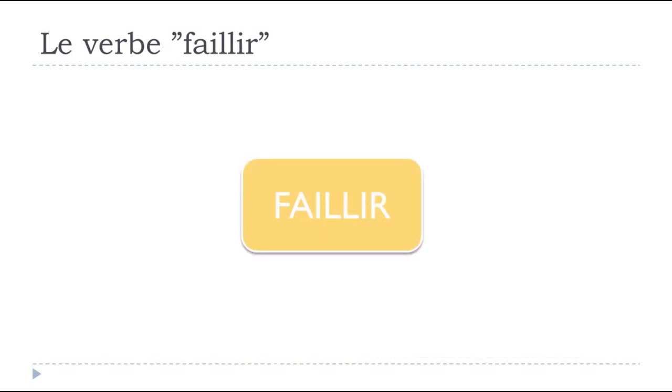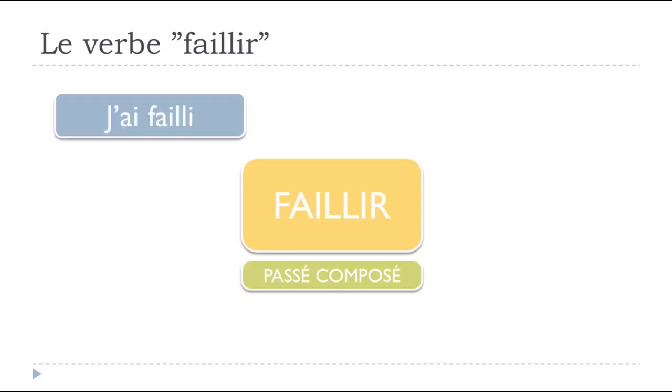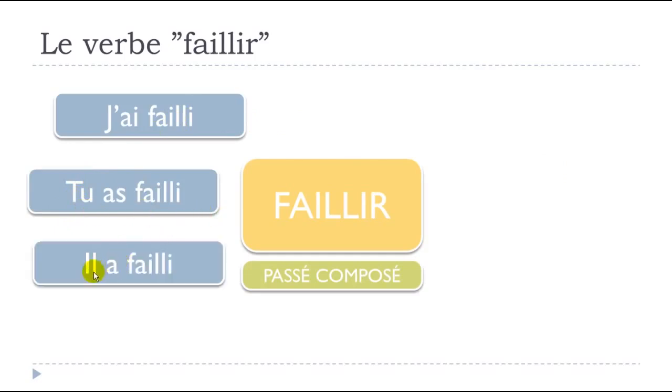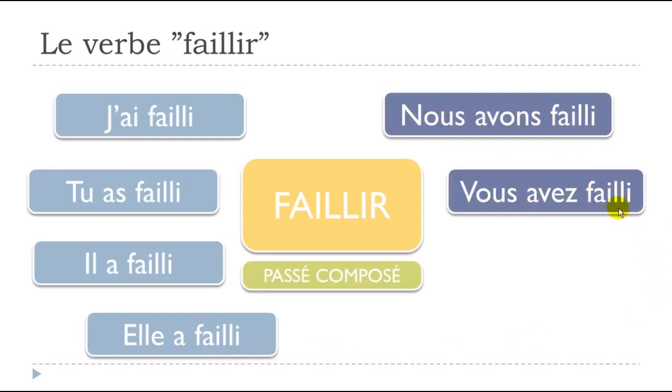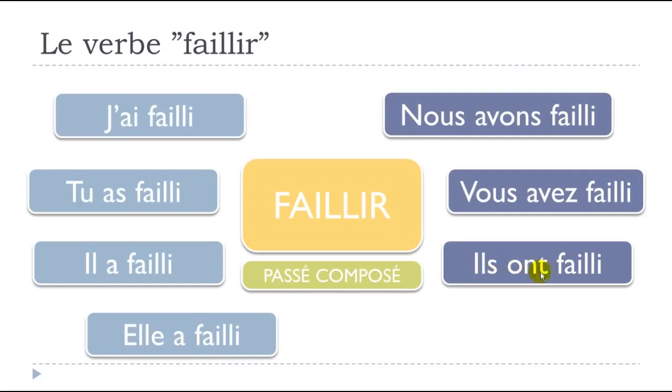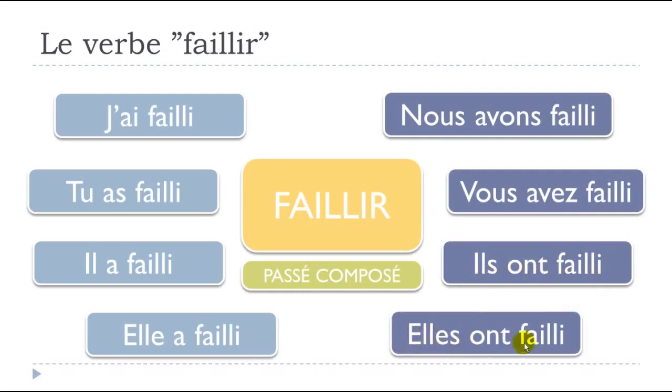And then let's see now faillir and the passé composé form. J'ai failli, tu as failli, il a failli, elle a failli, nous avons failli, vous avez failli, ils ont failli, elles ont failli. Alright, so these forms are actually the most used.